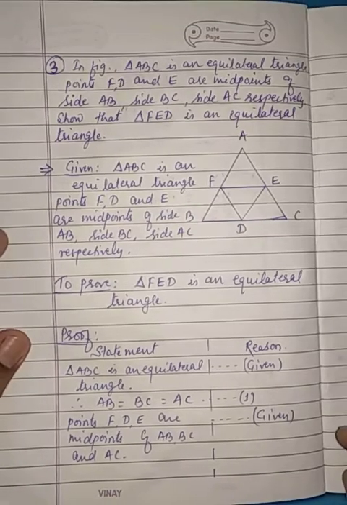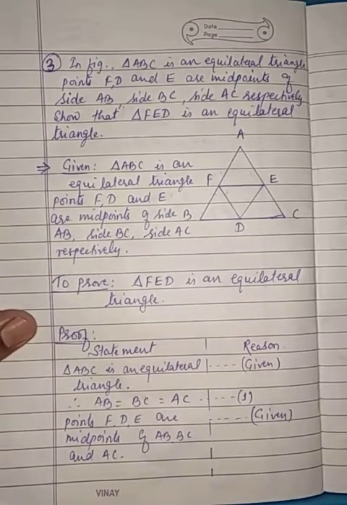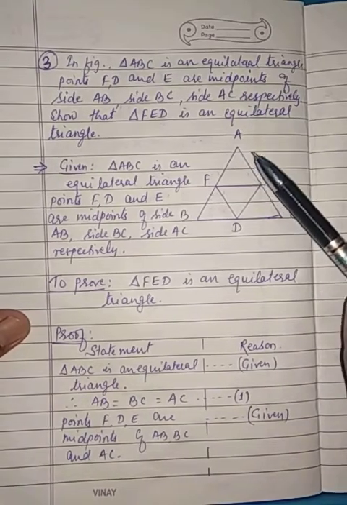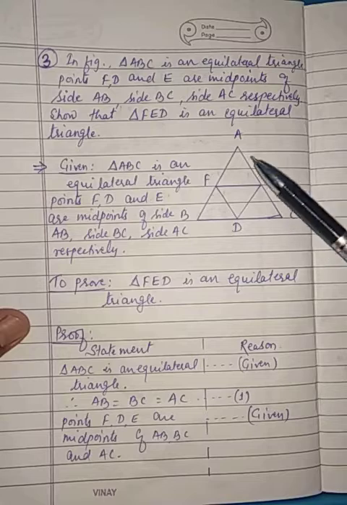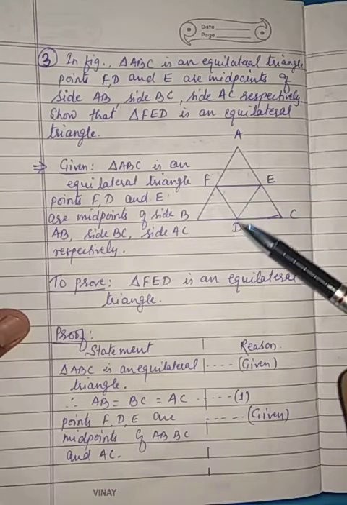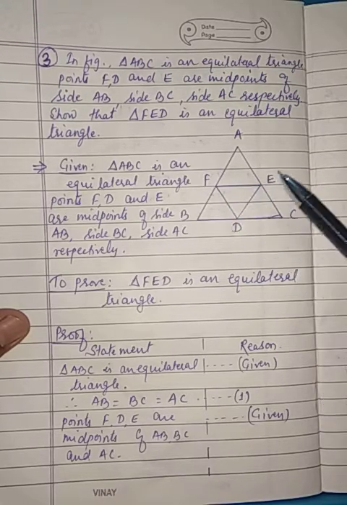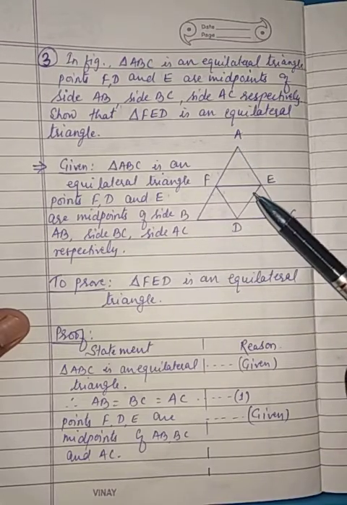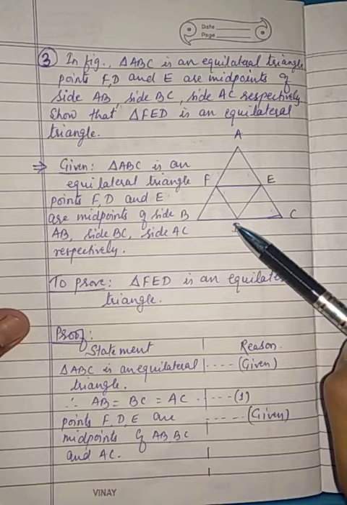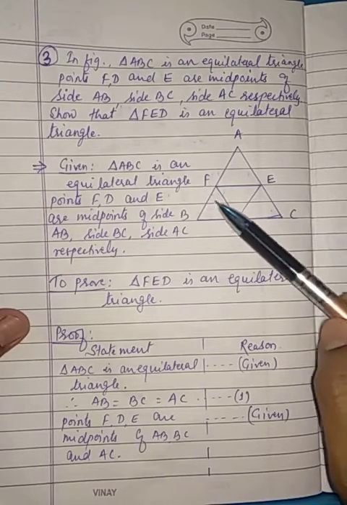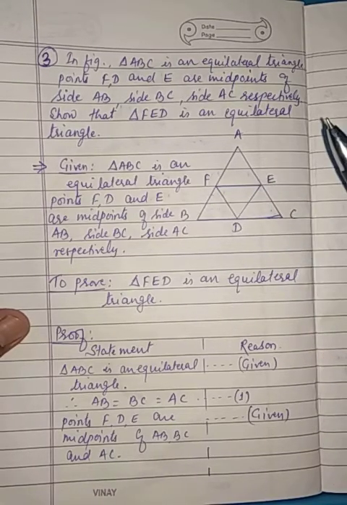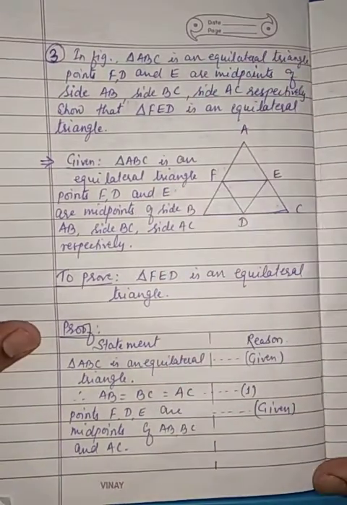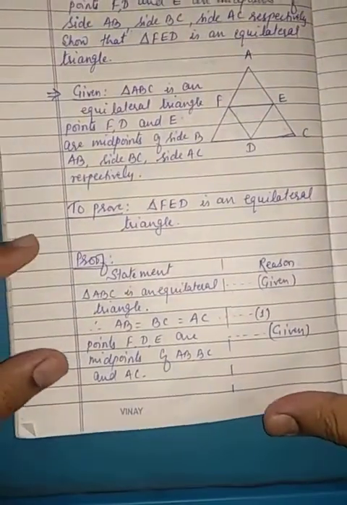Now we will see problem number 3 of practice set 5.5. In the figure, triangle ABC is an equilateral triangle. Points F, D, E are midpoints of the sides AB, BC and AC respectively. We have to show that triangle FED is an equilateral triangle. After writing given and to prove from the question itself, now let's write the proof.